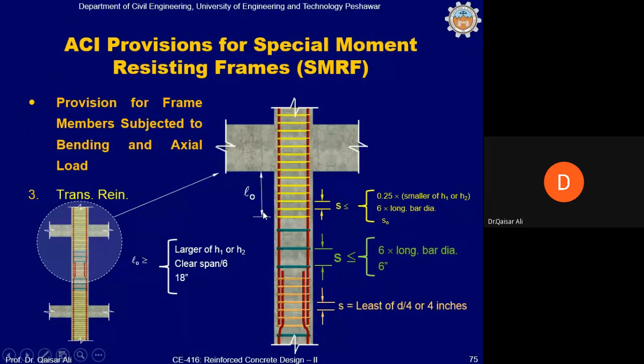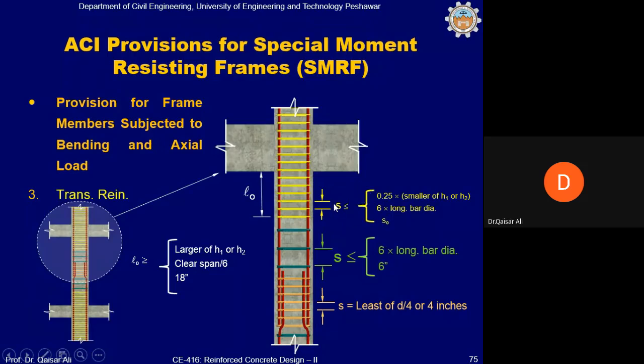Within this 2 feet region, stirrups must be placed according to this requirement, which is 0.25 or 1 by 4 multiplied by the smaller of H1 or H2. 12 divided by 4 will be 3 inch. 18 divided by 4 will give us 4.5 inch. And 6 times the longitudinal bar diameter. Let's say the bar diameter is 1 inch, so it will be 6 inch. And S0, the least of these, will be used.